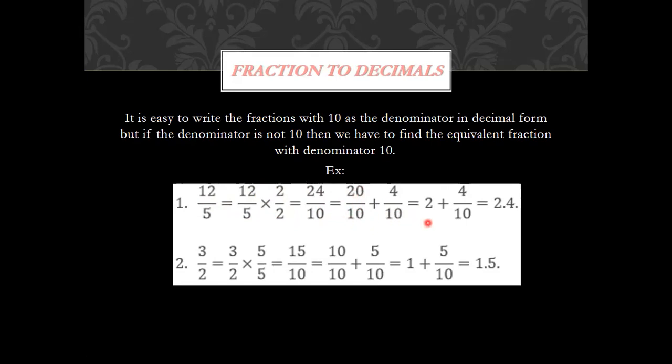So here 20 by 10 value is 2. 2 plus 4 by 10. So that means you can write it as 2.4. In the same way, now you see 3 by 2. So for 3 by 2, with what number should we multiply the denominator to get 10? 5, since 2 into 5 is 10, we know. So the numerator also you have to multiply with 5 only. 3 fives are 15, so 15 by 10. So that means 10 by 10 plus 5 by 10. So 10 by 10 means 1, plus 5 by 10. So that means you will get 1.5.